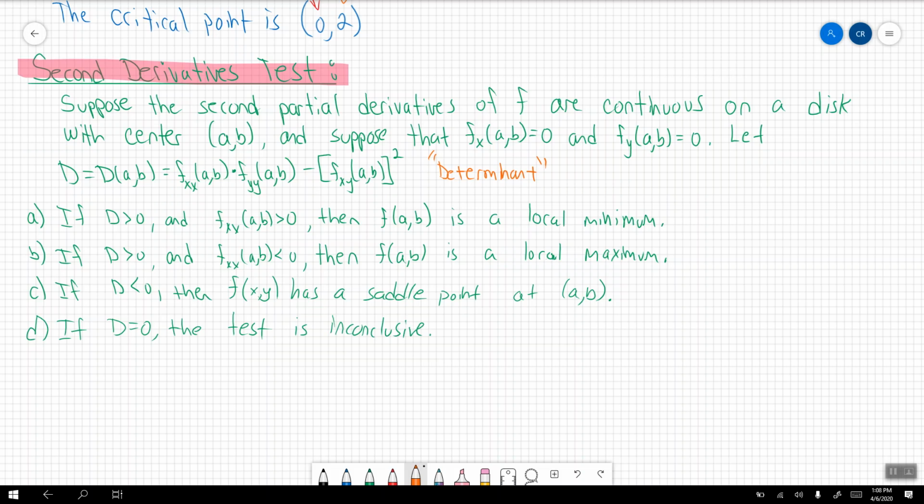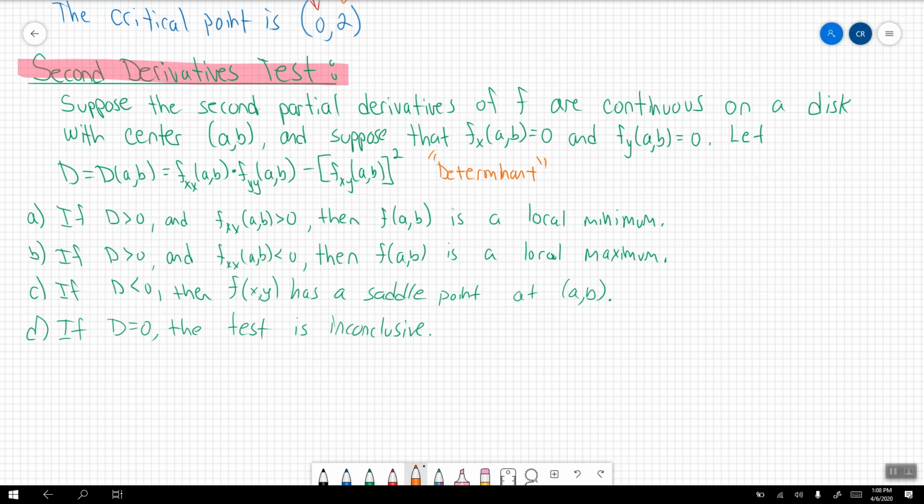Similarly, if the determinant is greater than 0, except this time the second order partial derivative with respect to x is less than 0, then we're going to have a local maximum. This should stand to reason, since this part should remind you of the second derivative test from Calc 1, letting us know about concavity. If we have a function that is concave up, then we have a local min.